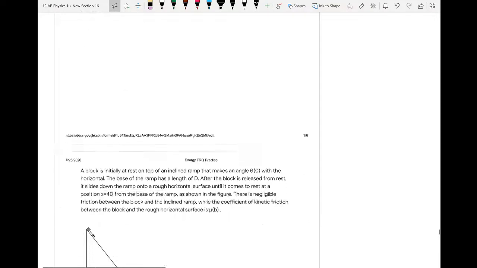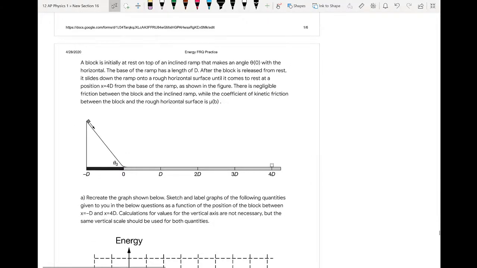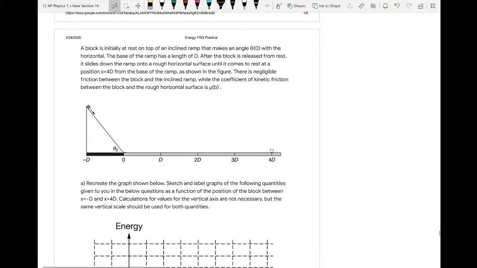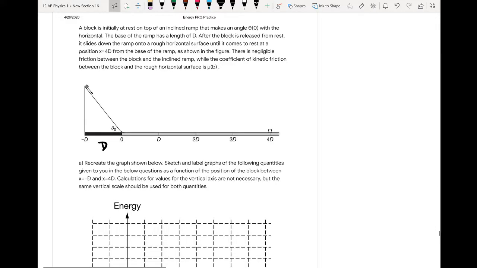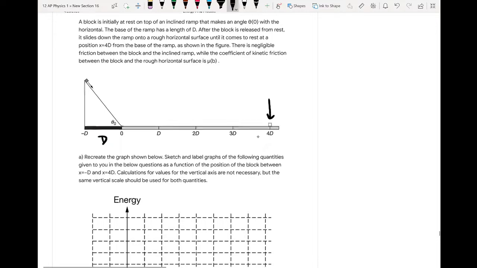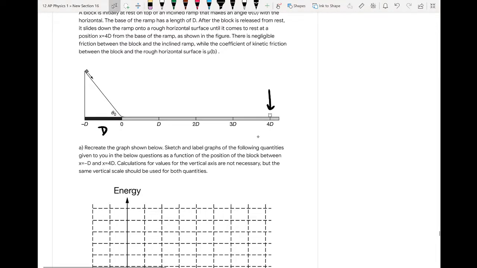So with the first one, a block is initially at rest on top of an inclined ramp that makes an angle theta naught with the horizontal. The base of the ramp has a length of d, so we got d right here. After the block is released from rest, it slides down the ramp onto a rough surface until it comes to rest at a position x equals 4d from the base of the ramp, as shown in the figure. So it stops right there. There is negligible friction between the block and the inclined ramp, while the coefficient of kinetic friction between the block and the rough horizontal surface is mu sub b. So we have friction here, but we don't have friction on the ramp, so frictionless.